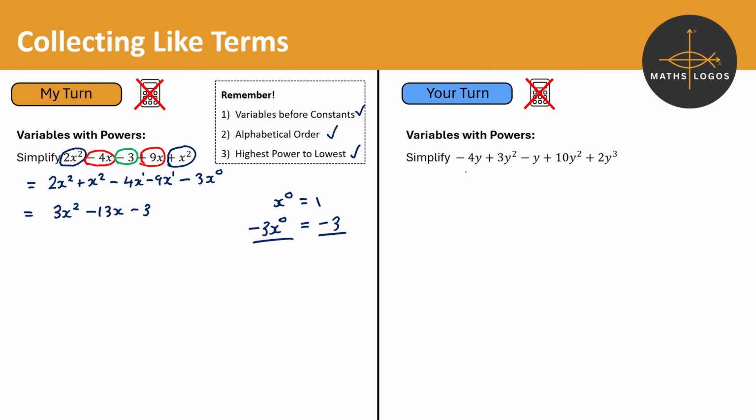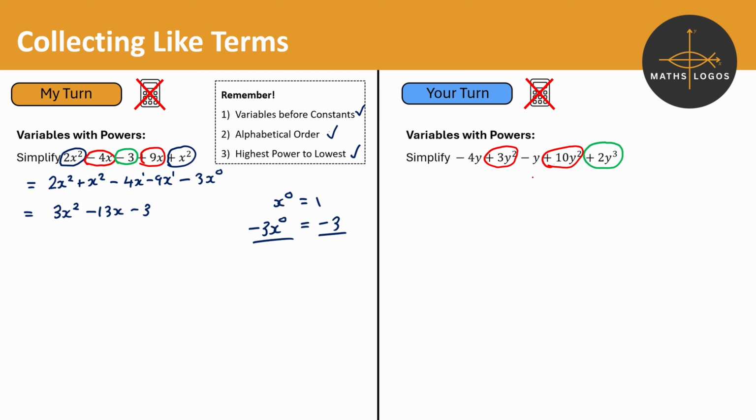Okay, let's run through it. Negative 4y, add 3y squared, subtract y, add 10y squared, add 2y cubed. So I've got 3 different types of terms in this question. I've got my y cubed terms, so I'm going to circle that in green. Then I have my y squared terms, which I'll circle in red. So I've got positive 3y squared, and I've got positive 10y squared over here.